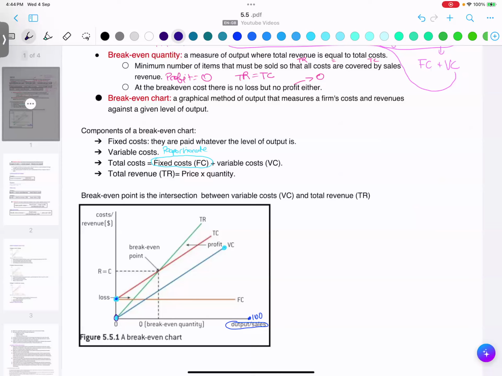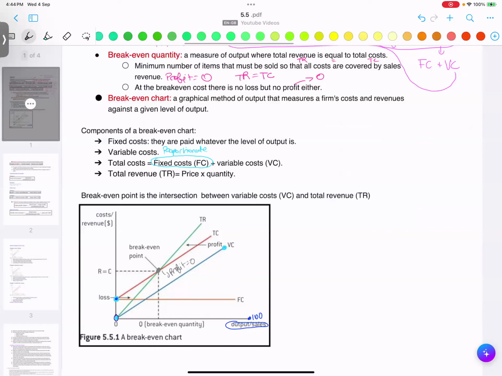Then, when total revenue ends up meeting total costs, which is basically this point, this is called the break-even point. This is when there is 0 profit. Okay, so here, profit equals 0. And in this area, the business will be making profit, because they will be selling more than the break-even output. But in this area, the business will be making losses, because they're selling less than the break-even output, right? So that's really it.